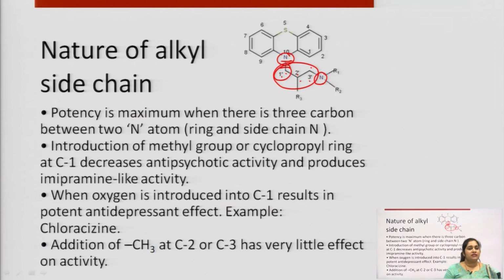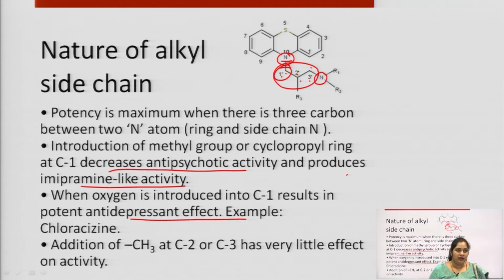Next, if we talk about the substitution on these carbon atoms, when we introduce any methyl group or any cyclopropyl ring at carbon number 1, that will decrease the antipsychotic activity, and further it produces an imipramine like effect, that is, it is not going to be antipsychotic, it will produce an antidepressant effect. Even if we introduce oxygen at position number 1, again it produces an antidepressant effect rather than antipsychotic. And if we make any changes at position number 2 or position number 3, that will not affect the antipsychotic effect of phenothiazine.